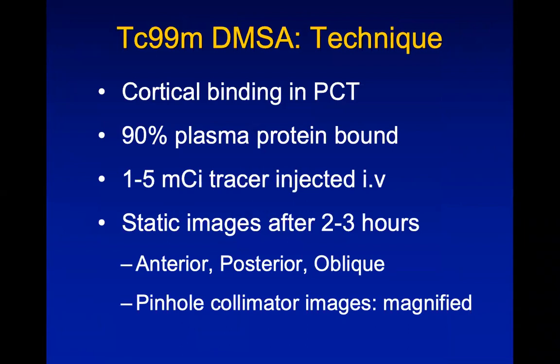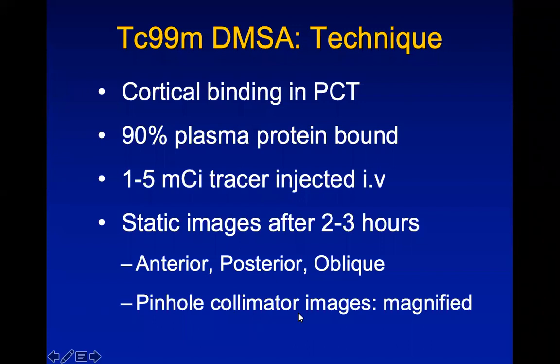So finally, moving on to renal cortical imaging. I'll be overshooting the time a little, as this is quite a long topic. Now DMSA, this was the third tracer that I spoke about right in the beginning. So I've already told you about this cortical binding in the proximal convoluted tubule. 1 to 5 millicurie injected intravenously, and static images are taken after. Here there is no dynamic scintigraphy. You straight away go and take a single image after 3 hours. So you can take anterior, posterior, and oblique images.